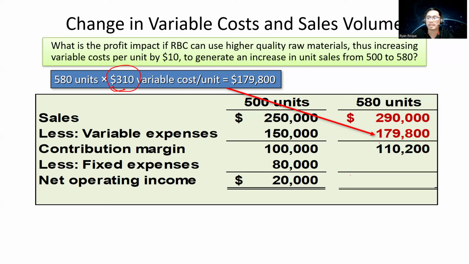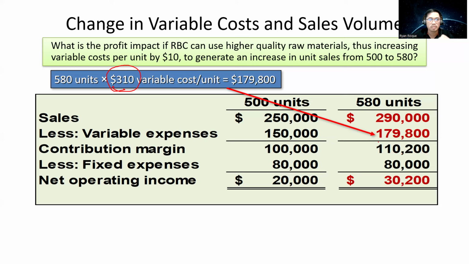For your contribution margin, get the difference of the two. So you have 110,200. And then less the fixed expenses. Is there any change in the fixed expenses? There is none. Therefore, it is still 80,000. So the operating income is now 30,200.